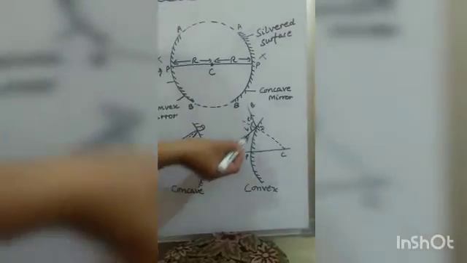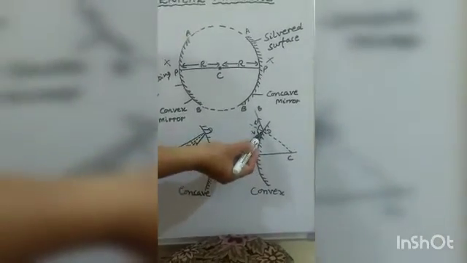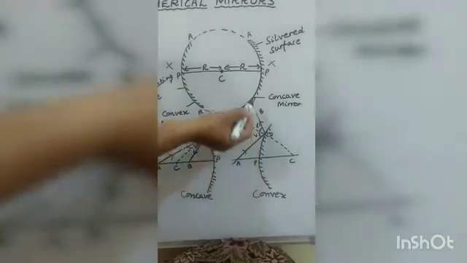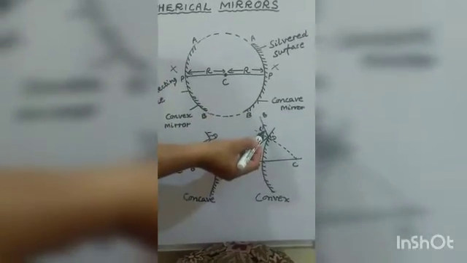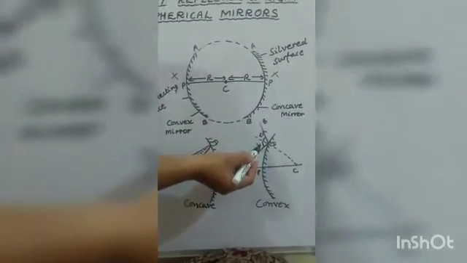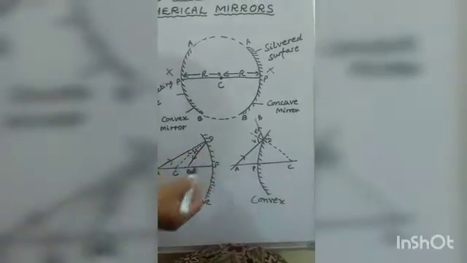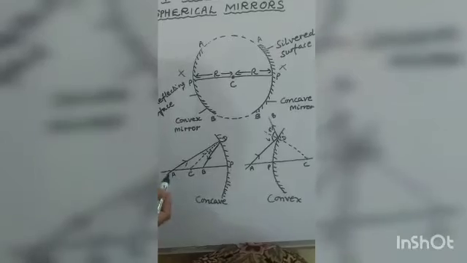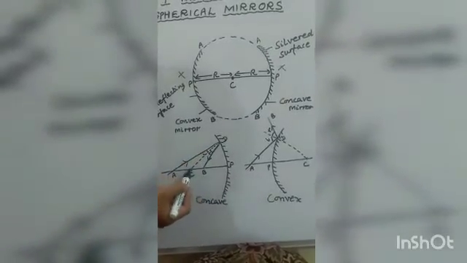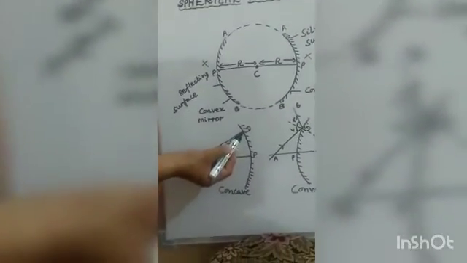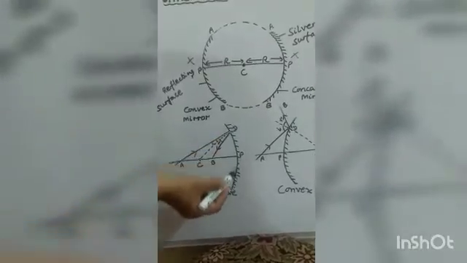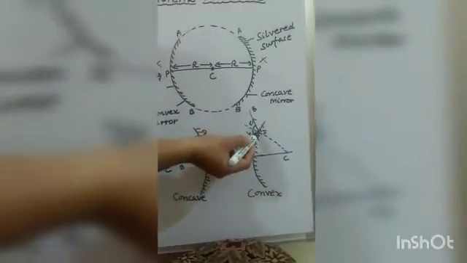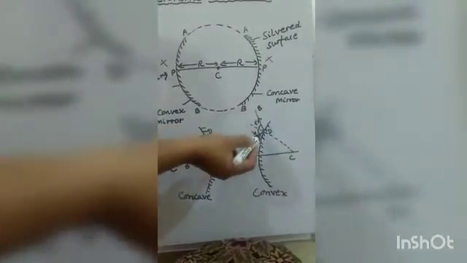Here similarly AD, this ray is incident at this point on the mirror, it is reflected back, making the same angle R as the angle of incidence I. So here also both the laws of reflection are followed. The second law was that the incident ray, the reflected ray and the normal all lie at the same point of incidence on the same plane. So they are all lying on the same point, on the same plane.